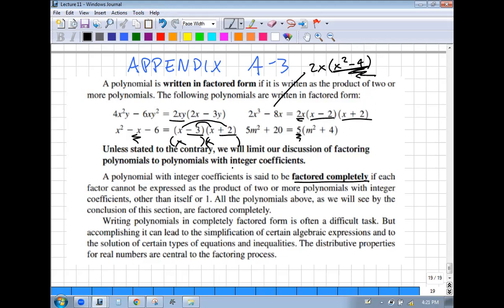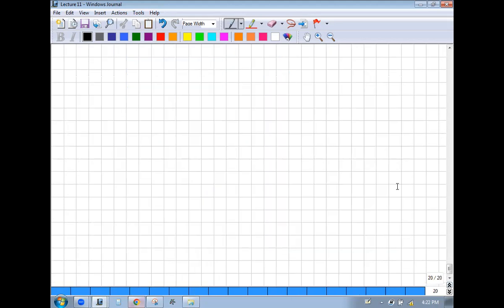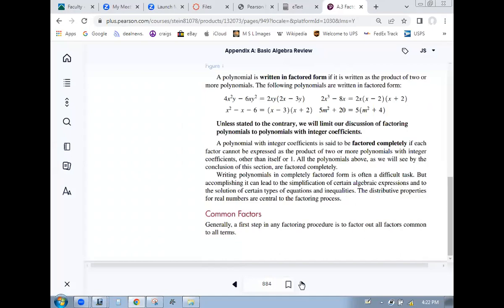You can't, and you got to have integer coefficients. That's what the key is. The numbers in the front have to be integers. You can always factor if you're willing to use decimals and stuff like that, but we don't want to do that here. Or imaginary numbers.